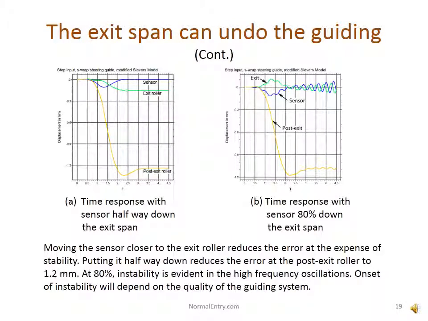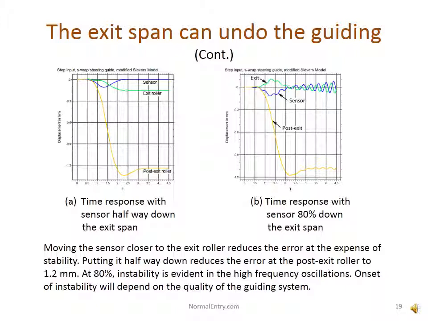These two graphs show the effect of moving the sensor down the exit span. There will be some sacrifice in system stability, but this may be an acceptable trade-off for a significant reduction in error. The seriousness of the loss in stability will depend on the quality of the guiding system. In graph A, it can be seen that putting the sensor halfway down the span reduces the error at the post-exit roller to 1.2 millimeters. Graph B shows that at 80% of the way down the span, instability is evident in the high-frequency oscillations.